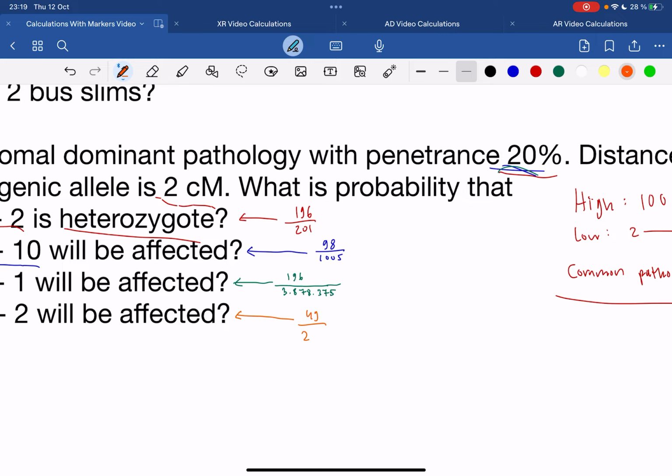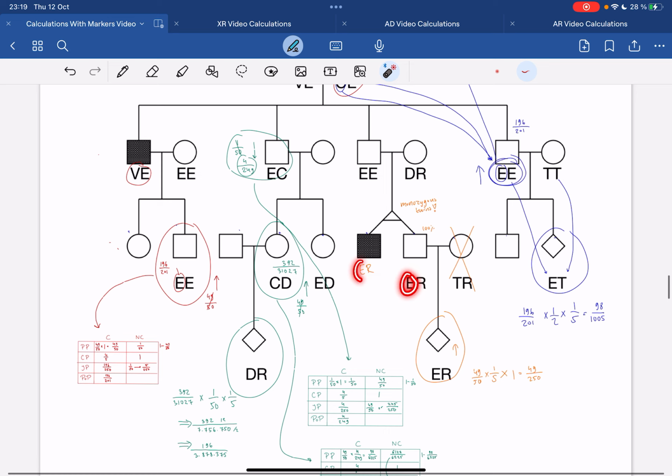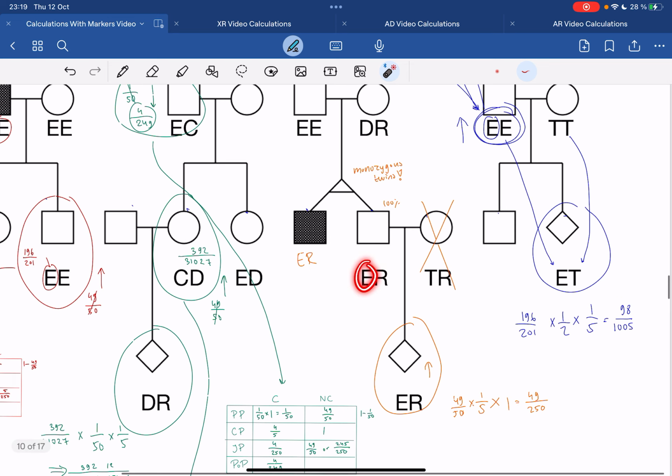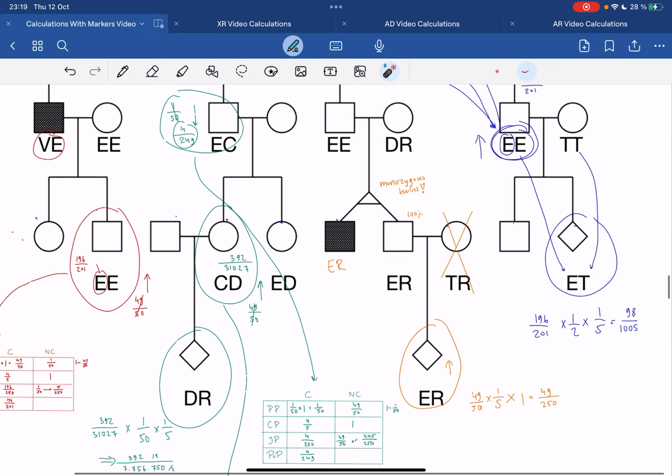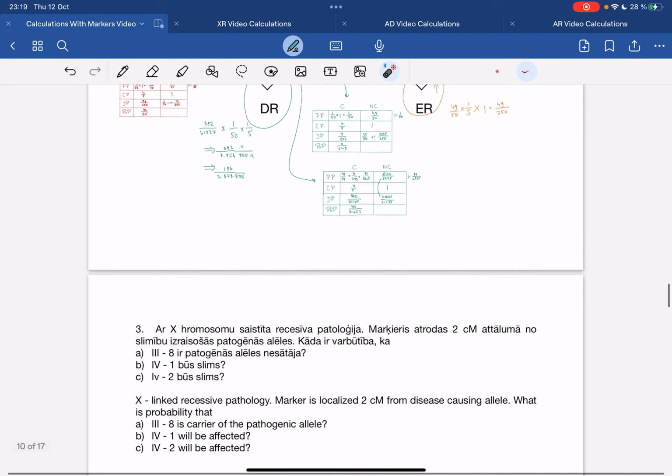49 over 250. Let me just reiterate. This is the pathogenic marker. This pathogenic marker has gone down to the child. The child then will have a high risk of being affected or a carrier. However, due to the fact that crossing over could occur, which is a low risk, this E could be an R. In general, though, there is a high risk for this child to be a carrier. Therefore, we do 49 over 50. So that is it for number 2.